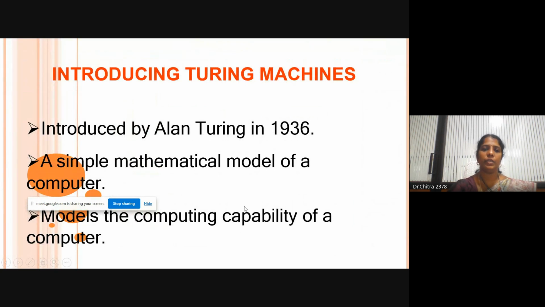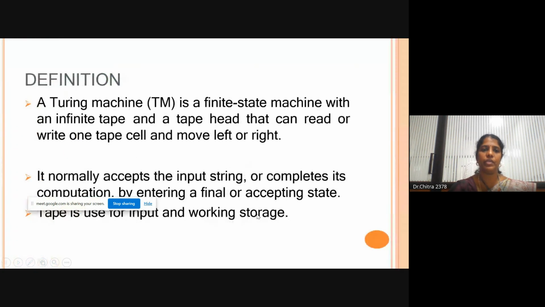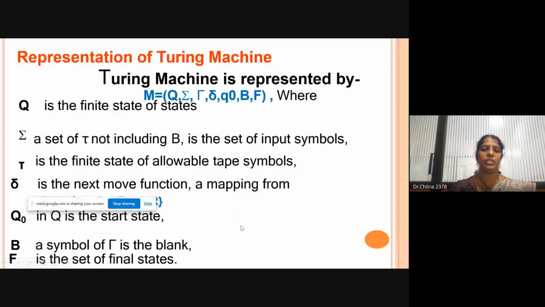We know that the Turing machine was introduced by Alan Turing in the year 1936, and it is the mathematical model for any computation. It models the computing capability of a computer. We know the definition of the Turing machine. Normally, a Turing machine means M equal to (Q, Sigma, Gamma, delta, Q0, B, F).